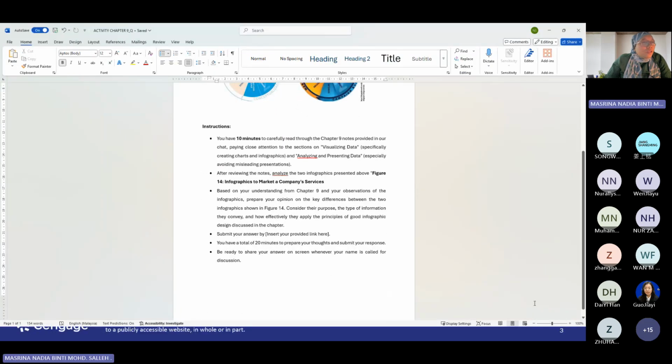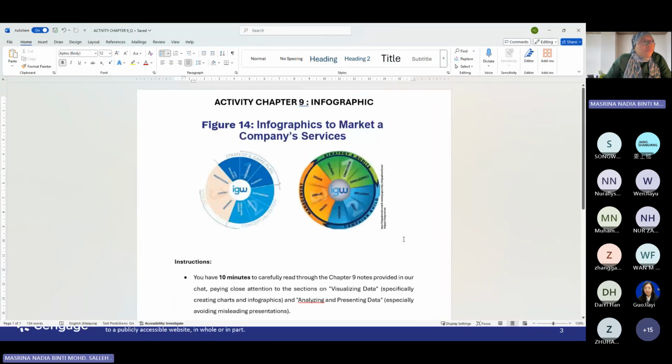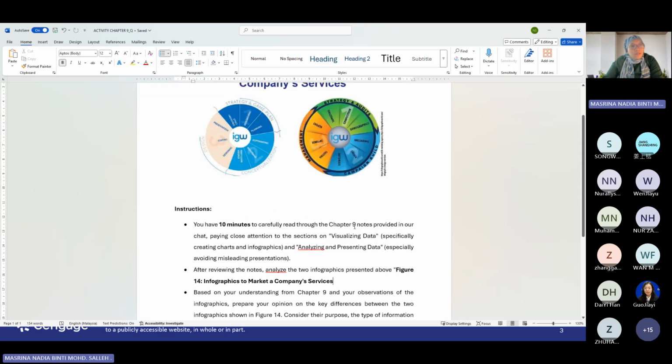Basically, you have to analyze this infographic. A lot of companies and businesses now use more images and infographics in delivering messages. So this is one of the examples. What you need to do is you have 10 minutes to carefully read through the chapter 9 notes that I shared with you. And please pay attention to visualizing data.